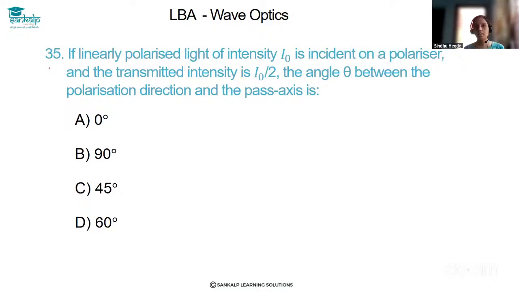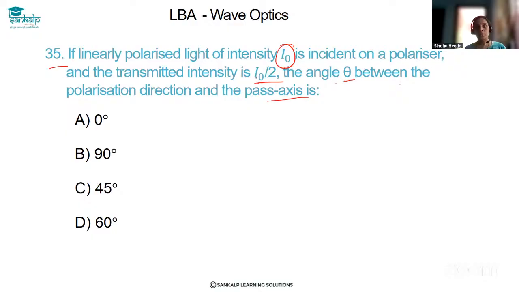Let us see question number 35. If linearly polarized light of intensity I0 is incident on a polarizer and the transmitted intensity is I0 by 2, the angle theta between the polarization direction and the pass axis is A, 0 degree, B, 90 degree, C, 45 degree, and D, 60 degree.